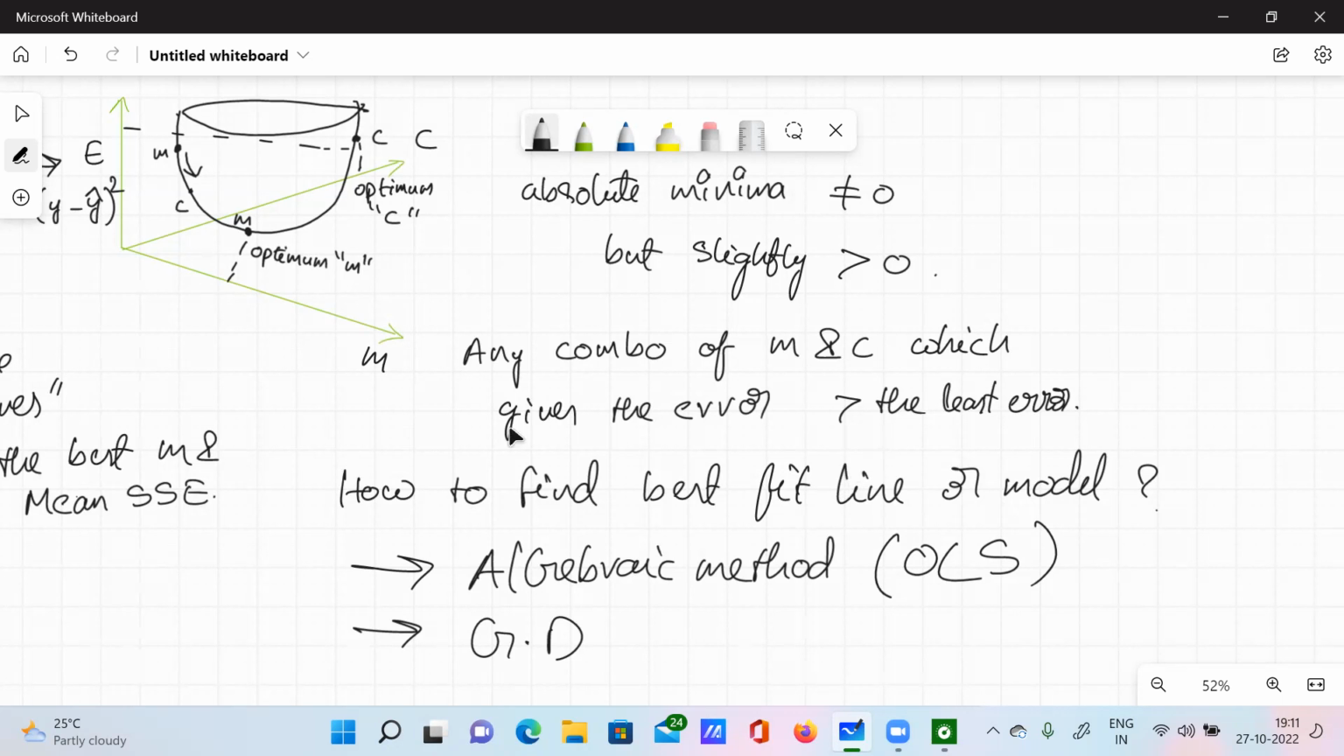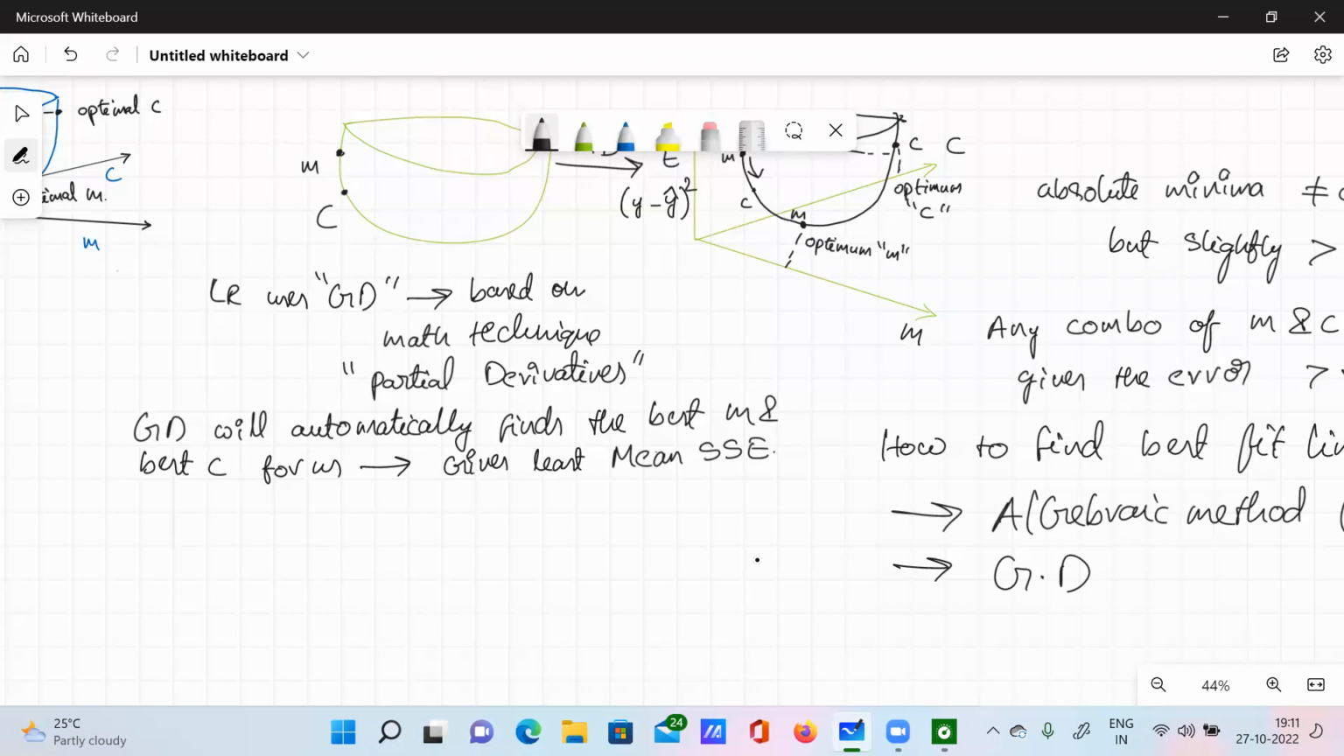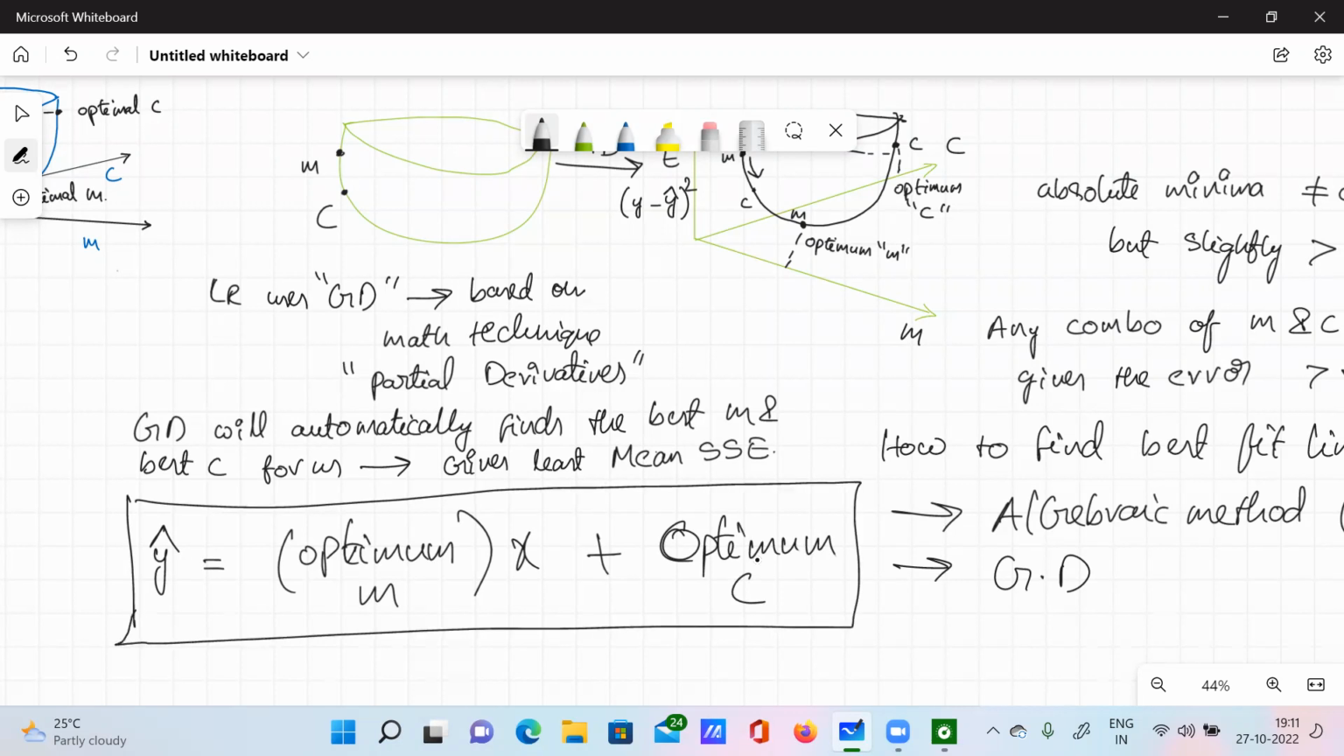So in short, you can explain this entire theory with the help of a simple equation, that is nothing but our prediction of y, the predicted y, is equal to optimum m into our independent variable x, plus the intercept, that is the optimum c here. So this would be the equation. Did you get that? So this is the thing.